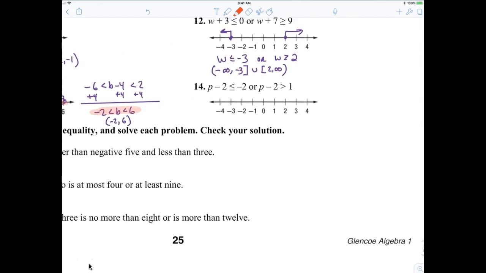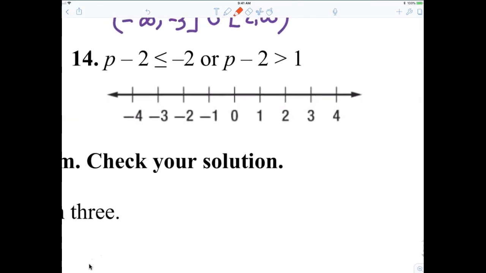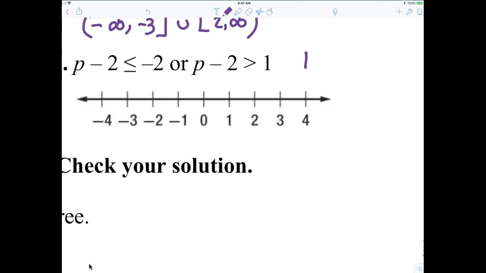All right, let's take a look at 14. So the first thing I have to do on 14 is to do what? Add 2. So that's going to be what? P is greater than 3. All right, so here we go. Less than or equal to 0, or greater than 3. Yes, ma'am. Sure? All right.